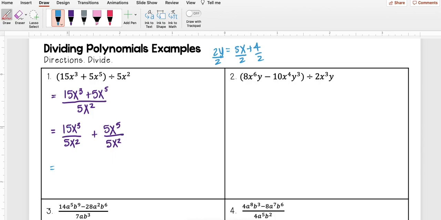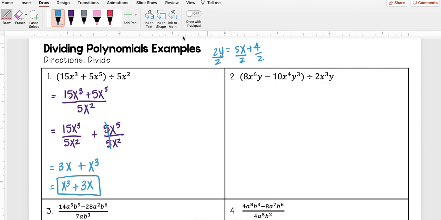So for this first fraction, 15 divided by 5, I get 3. X cubed divided by x squared, well, 3 minus 2, I get 1. My bigger exponent's on top, so it's going to stay on top. Here, 5 divided by 5, those just cancel out. I get 1 there. X to the fifth divided by x squared. Again, I'm going to subtract those exponents, so 5 minus 2, I get 3. And so I get x cubed. Now I'm going to go ahead and write this in standard form. And so I'm going to put my x cubed first, and plus 3x.